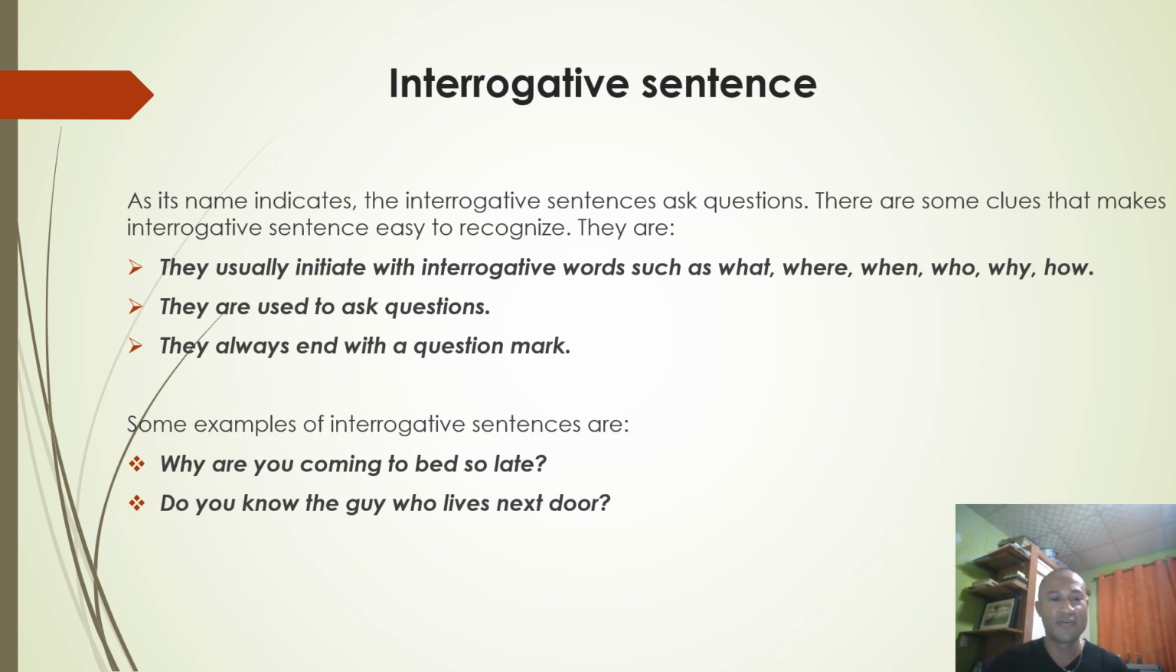Some examples of interrogative sentences are: Why are you coming to bed so late? As we see, this is a question. The second: Do you know the guy who lives next door? This is a question too. So interrogative sentences are really easy to identify.